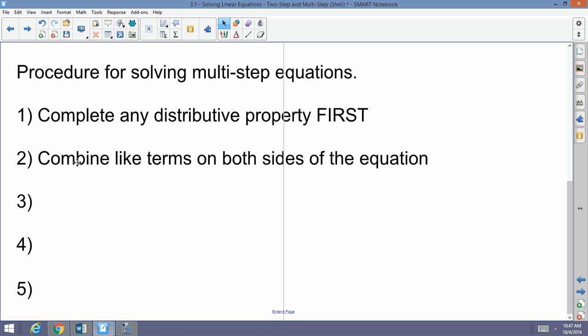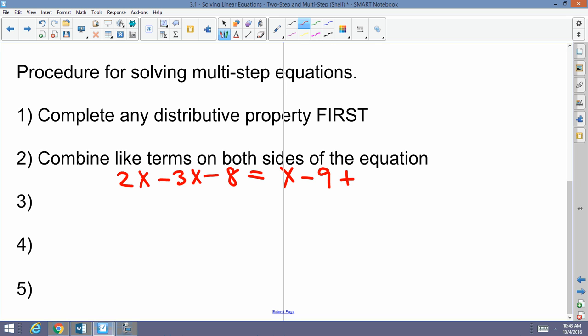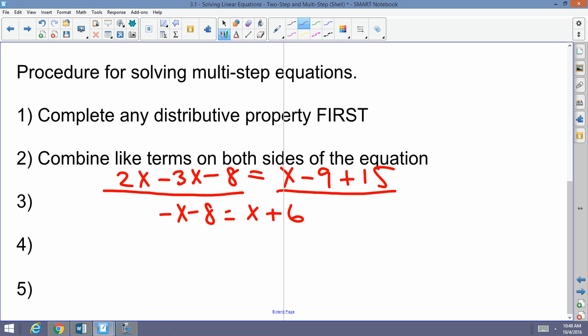Okay? Yes, sir. That doesn't affect either side. Very good. What you do to the left side doesn't affect what you do to the right side in this particular step because you're combining like terms. What I mean there is, let's say after you distribute, you have 2x minus 3x minus 8 equals whatever, x plus 9 plus 15. This left side you can combine like terms and now it's negative x minus 8. This right side you can combine like terms and now it's x plus 6. And then from there you start solving.